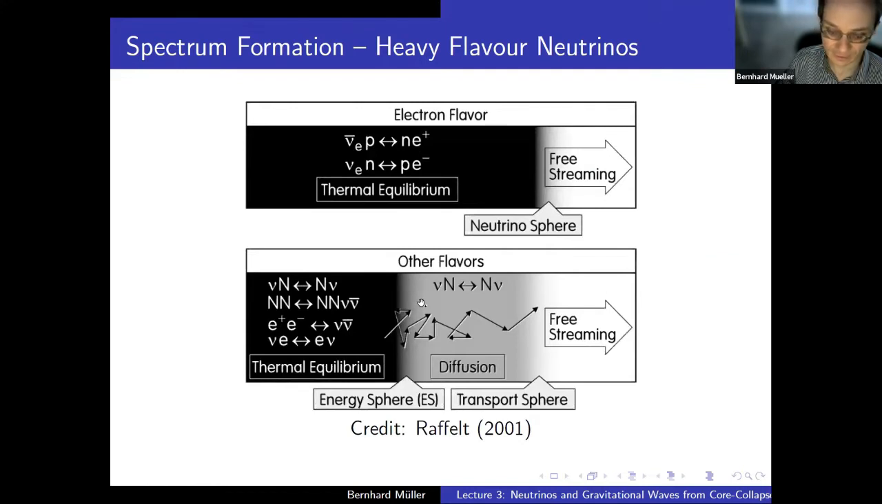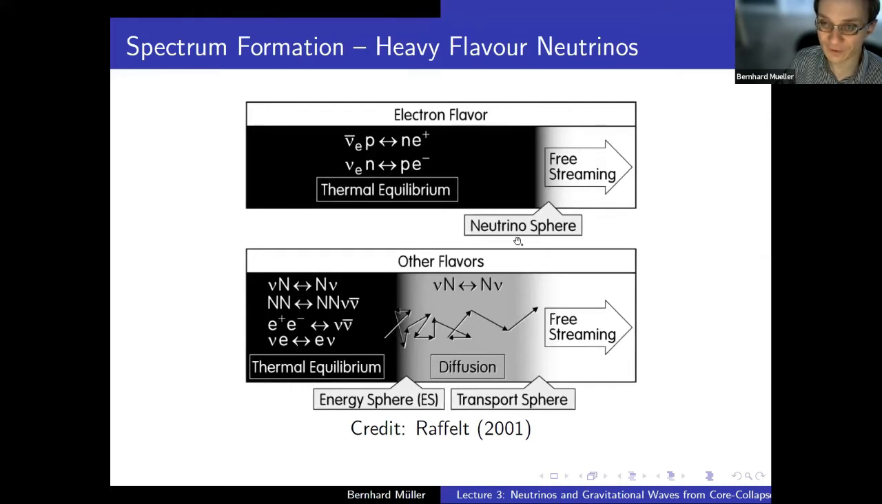So this situation of the electron and electron antineutrino spectrum formation and the heavy flavor neutrino spectrum formation is summarized here, still in a somewhat simplified form because it does not take the energy dependence of the processes into account, in this illustration from Raffelt 2001.